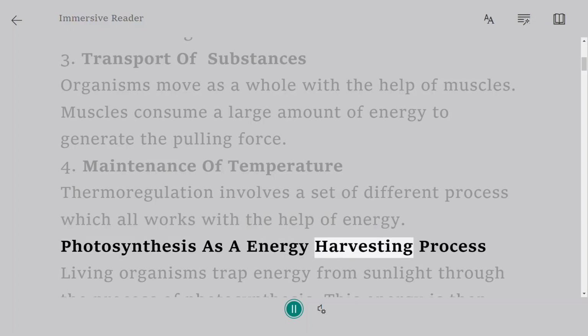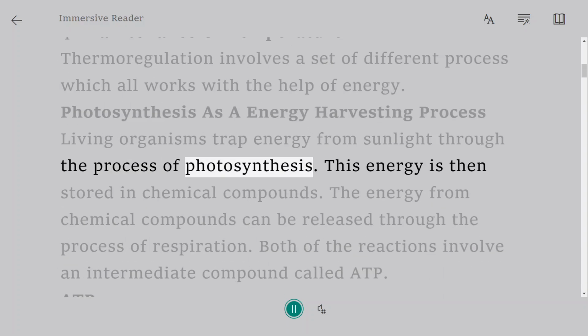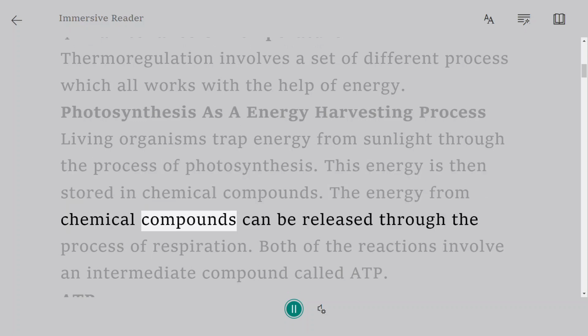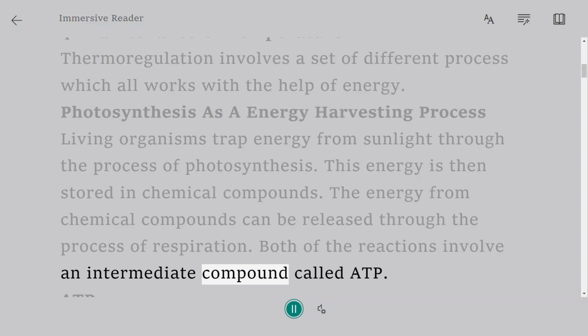Photosynthesis is an energy harvesting process. Living organisms trap energy from sunlight through the process of photosynthesis. This energy is then stored in chemical compounds. The energy from chemical compounds can be released through the process of respiration. Both of the reactions involve an intermediate compound called ATP.